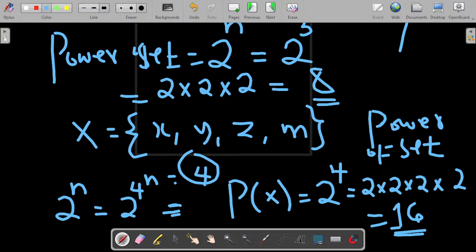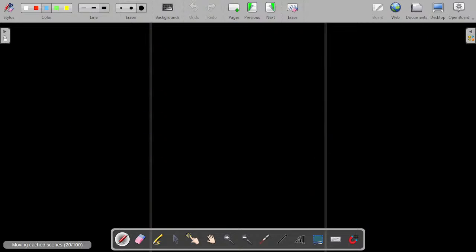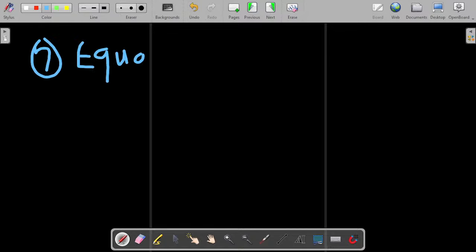So these are the types of sets that we have, and you need to take a good note of them. It's very important. We also have what we call equal sets, number 7. I would call it equal sets.